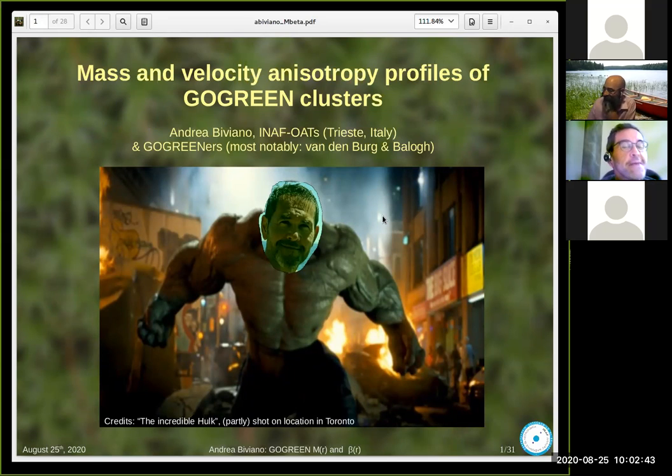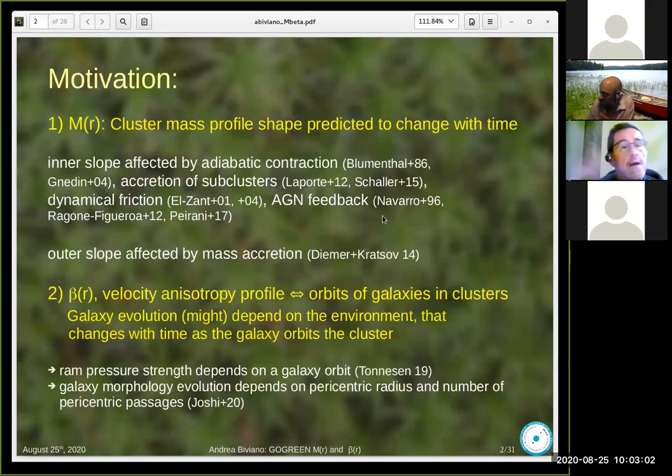So this is a presentation about mass and velocity anisotropy profiles of GOGREEN clusters. And there is, of course, contribution from all people from GOGREEN, but most notably Remco and Michael. And what is this about? Why do we want to understand the mass profile and the velocity anisotropy profile of clusters at high redshift?